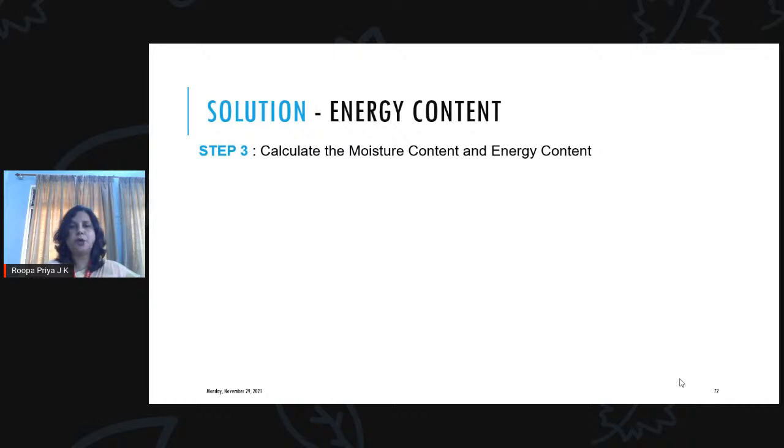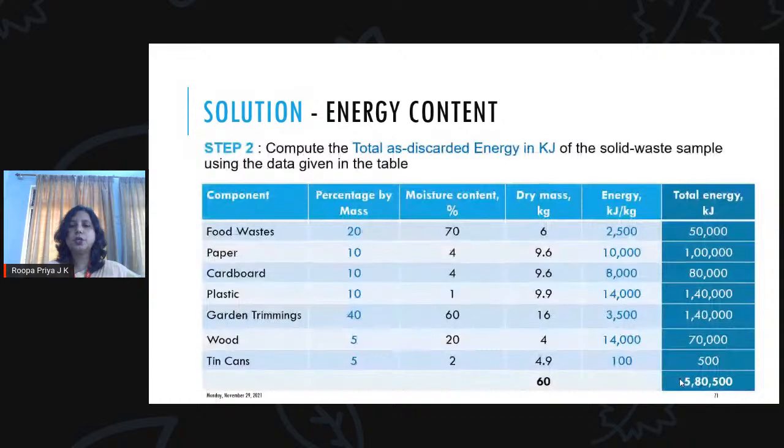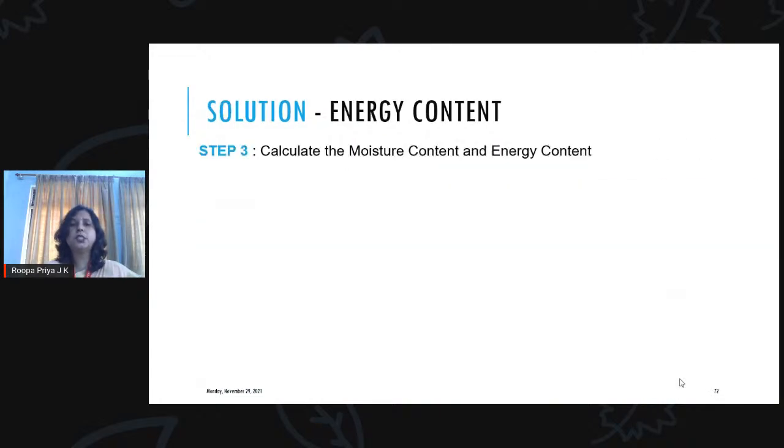Now let's calculate the moisture content and energy content using all the data which is available and all the calculations which we have now completed. Moisture content is calculated using the formula (W minus D) divided by W into 100. We have the dry mass as 60 kg, so we have a total moisture content of 40% in our solid waste component.